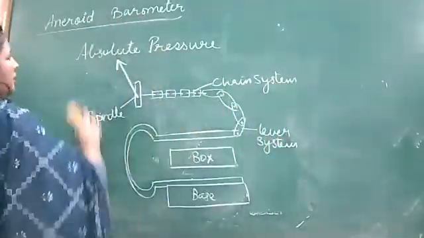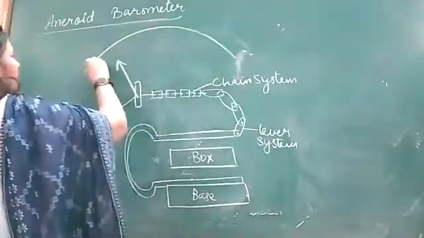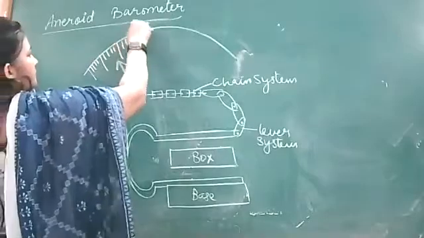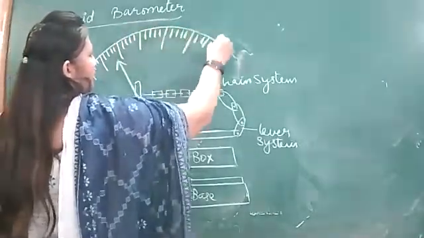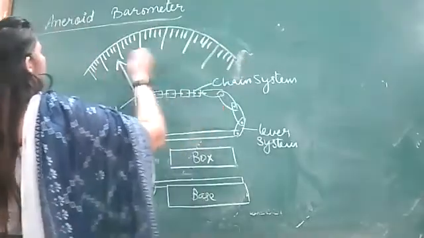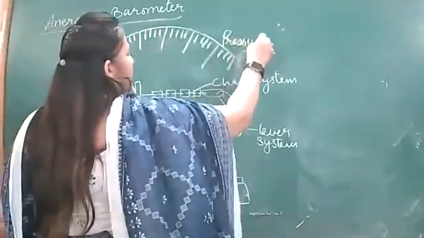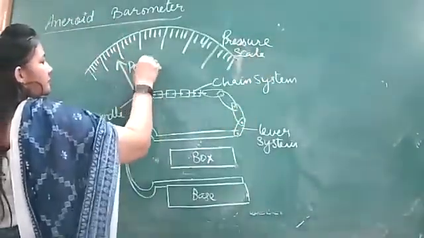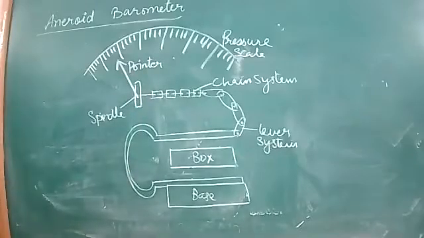And this is a pointer that reads a scale. A graduated scale is there. Okay, so this is giving us the reading of pressure. Pressure graduations or pressure scale. This is pointer. Okay, so draw the diagram of aneroid barometer first of all.